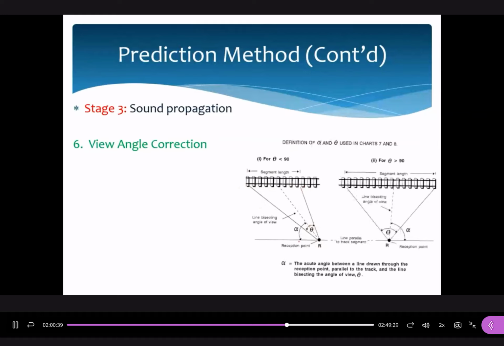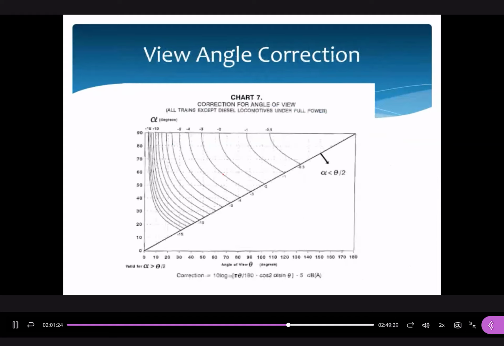How about alpha? Alpha is the acute angle between the lines. We draw a parallel line with respect to this track, and alpha is from this line to the bisection line of theta. Even if theta is larger than 90 degrees in this case, how to determine the value of alpha is still from this parallel line to the bisection line of theta. Once we can identify the angles alpha and theta, we need to find the correction factor.